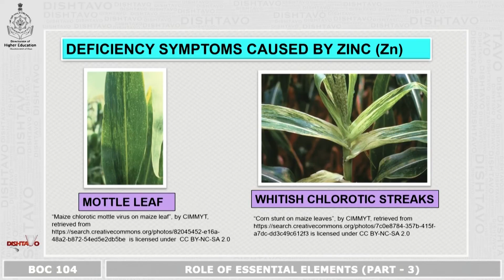Next, in these images you can see the mottle leaf. In this we can see the chlorotic patches or chlorotic spots which appear on the leaves. These are called mottle leaf symptoms. Then in the next image we have the whitish chlorotic streaks. You can see on the lamina of the leaf there are whitish streaks.